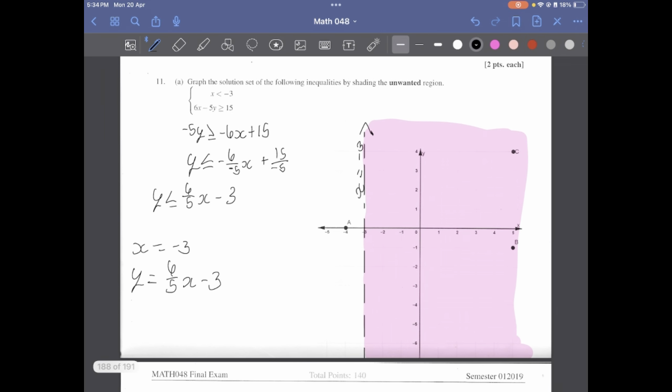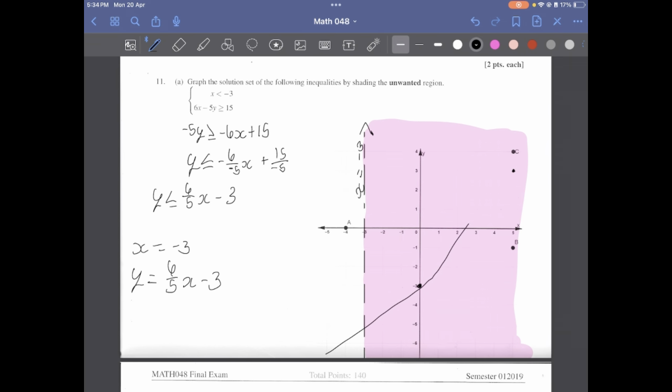So our y-intercept is negative 3. So we're going to plot negative 3. And then our slope is positive 6 over negative 5. So we're going to go up 6. 1, 2, 3, 4, 5, 6. And we'll go over 5 times. My pen cut off. Go up 6 times. 1, 2, 3, 4, 5, 6. Go over 5 times. 1, 2, 3, 4, 5. So right there.